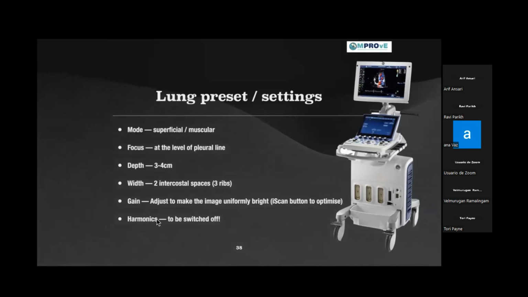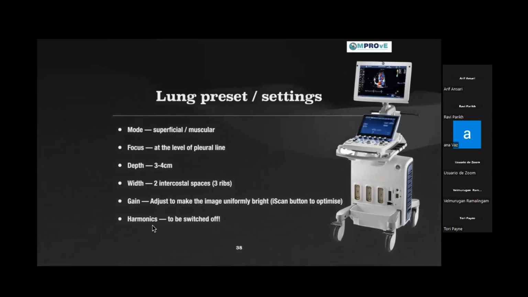And very, very important is your harmonics. We want to switch it off. We do not want harmonics. You can imagine it's harmony; it tries to create harmony in the image. Basically, the machine is trying to remove all the artifacts. So when you are doing echo or abdominal ultrasound, you don't want to be bothered with the artifacts because you want to look at the organ rather than the artifacts. So you switch on the harmonic settings, and the machine will try to eliminate all the artifacts being generated.